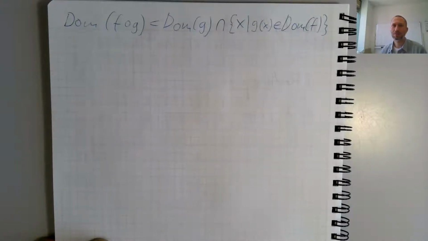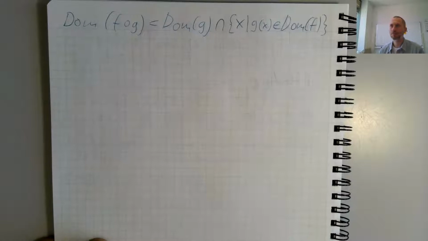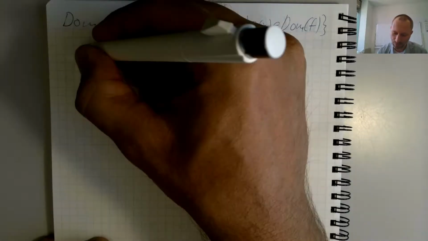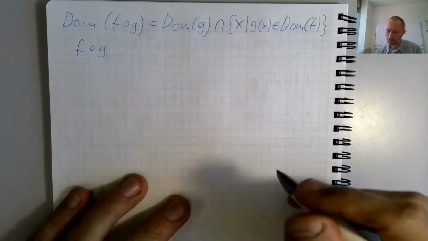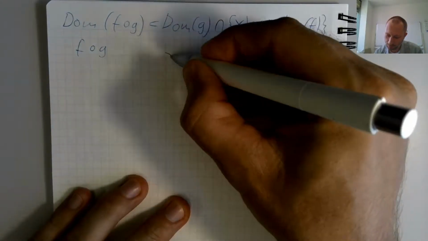Well, just don't memorize, because memorizing is never good. Aim for understanding, and understanding is the easiest if you imagine the actual process. So what is f after g? What is that? Well, we have the function g.